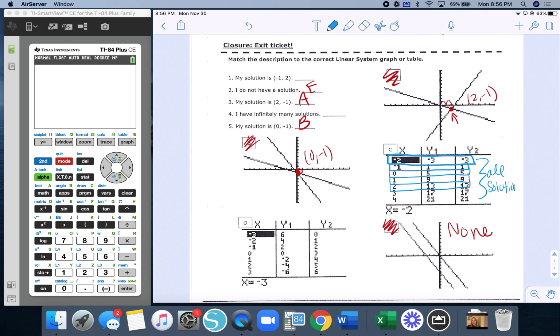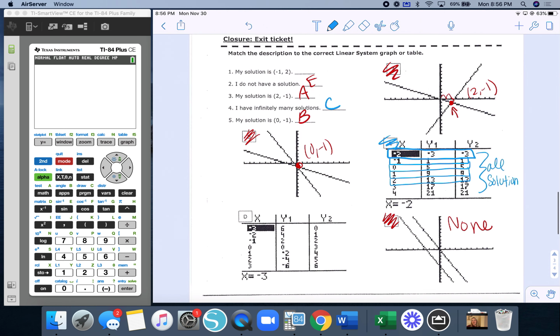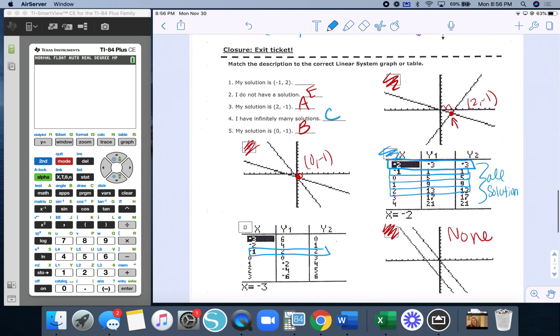Now we have a word or a set of words for a lot of solutions, which is infinitely many. So obviously by process of elimination, when I look at D, this is the only one that has those y values. So -1, 2 is going to be my one and only solution for that problem.